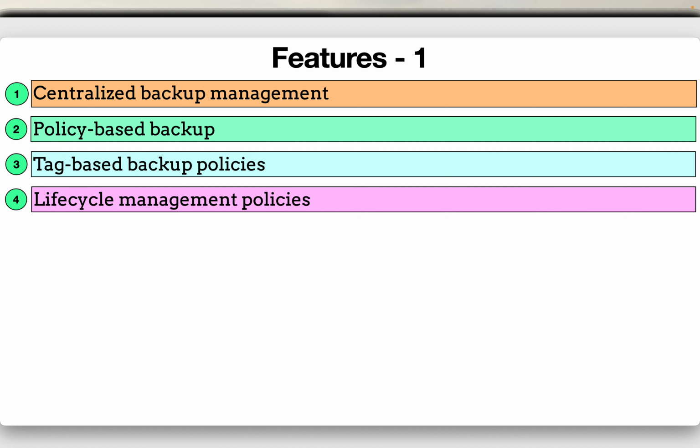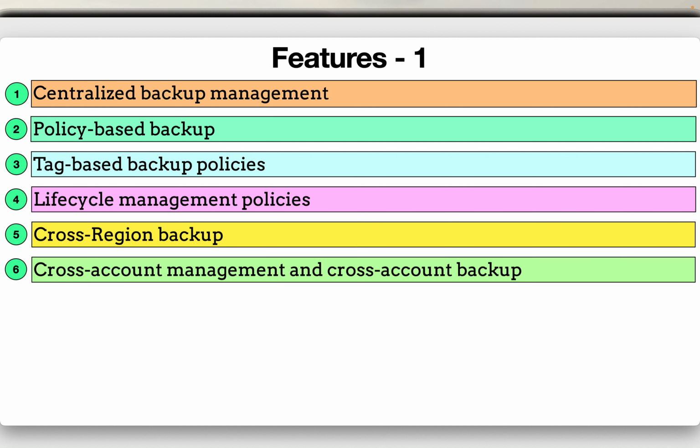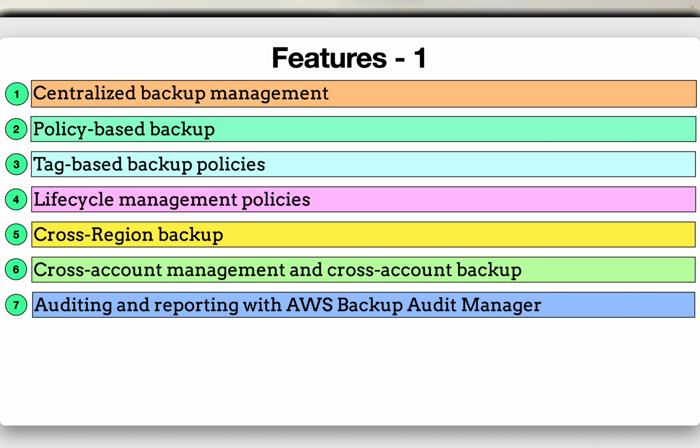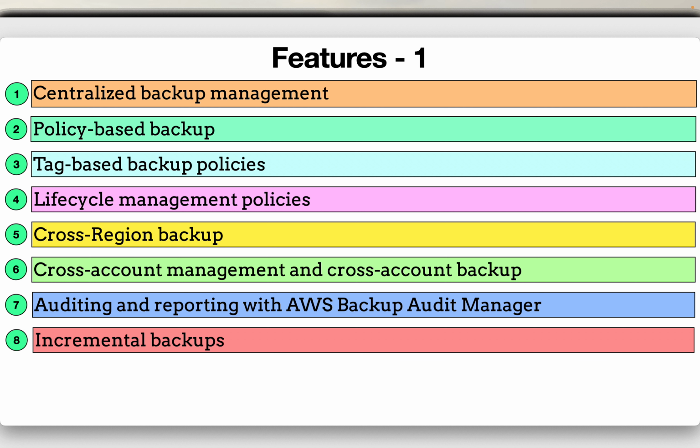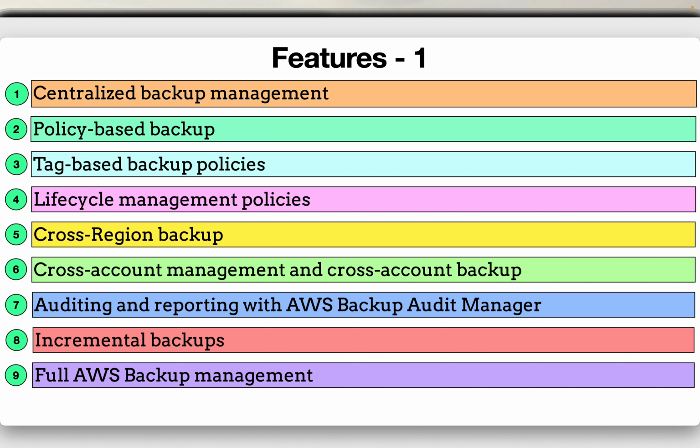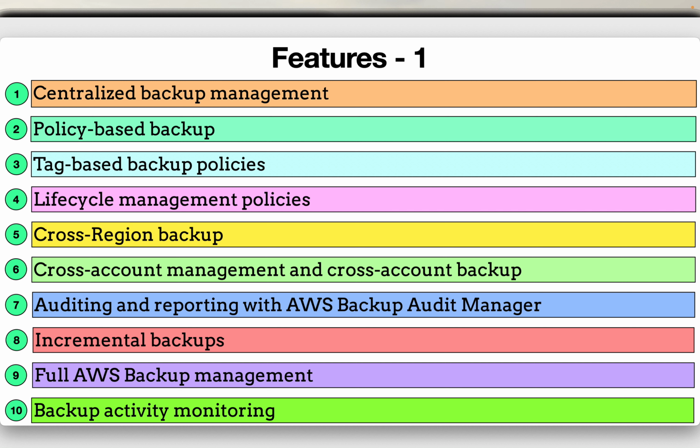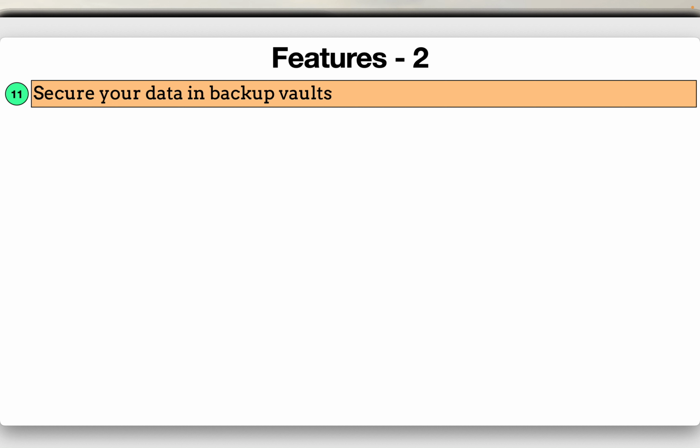So we'll see the features. One is centralized backup management, policy-based backup, tag-based backup policies, lifecycle management policies, cross-region backup, cross-account management and cross-account backup, auditing and reporting with AWS Backup Audit Manager, incremental backups, full AWS backup management, backup activity monitoring, and secure your data in backup vault. So I will be covering all these features one by one.